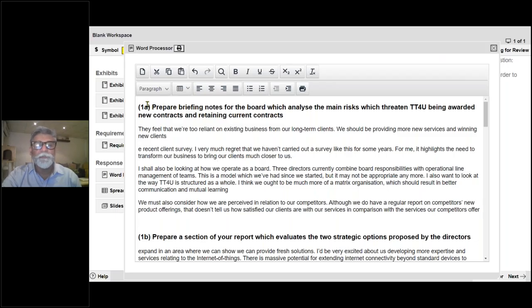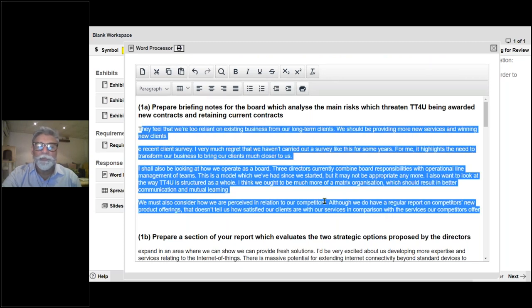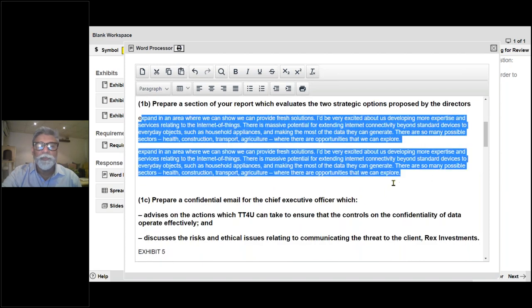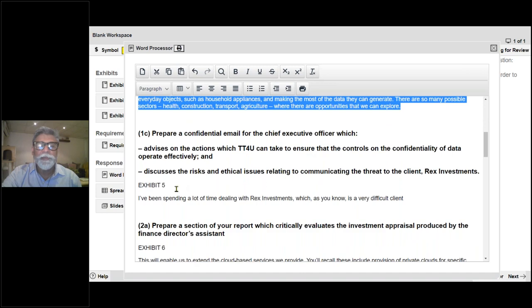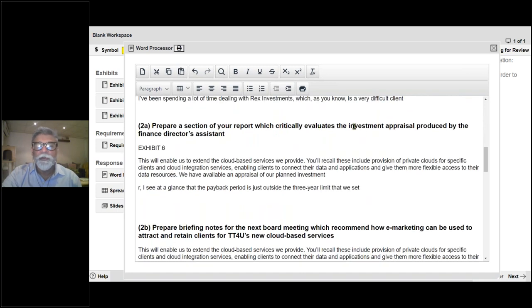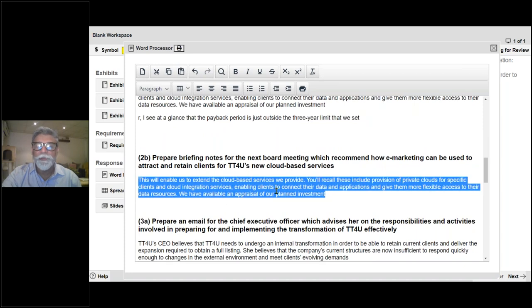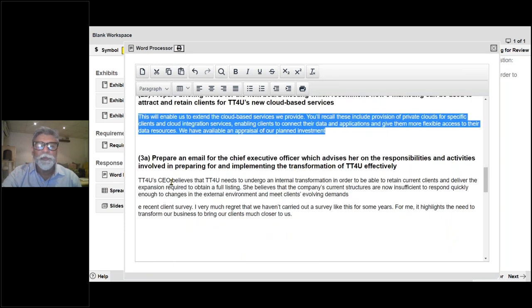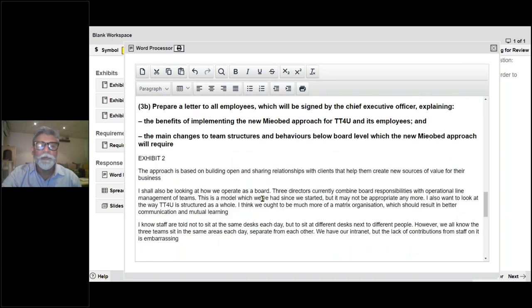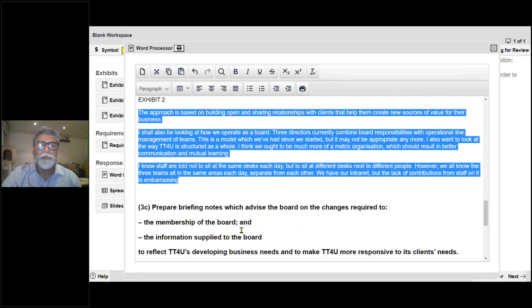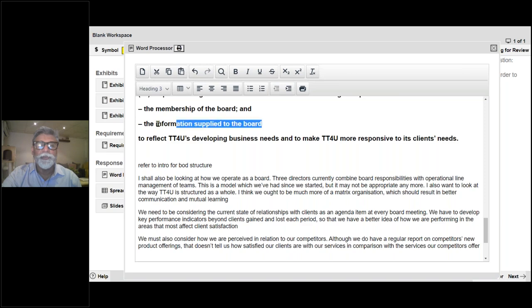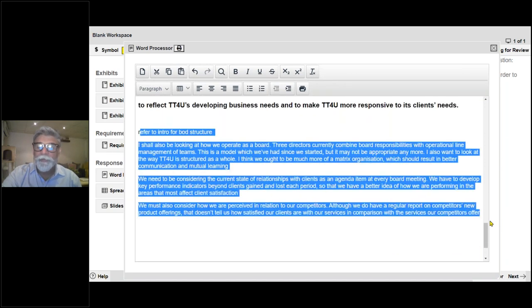If I look at my answer sheet for 1A, I've already got so many points from the case study. For the two options, I've got these points. IT, we know it's exhibit 5. For investment appraisal, we know it's exhibit 6. For e-marketing of cloud-based, we do have some information. Transformation, we have a couple of points. Myobed, we know exhibit 2 along with these points. And changes to the board and changes to the information supplied to the board. So just from one exhibit, I was able to lay my hands on information. I don't know how much I will use it when I come to drafting, but at least I have some information.